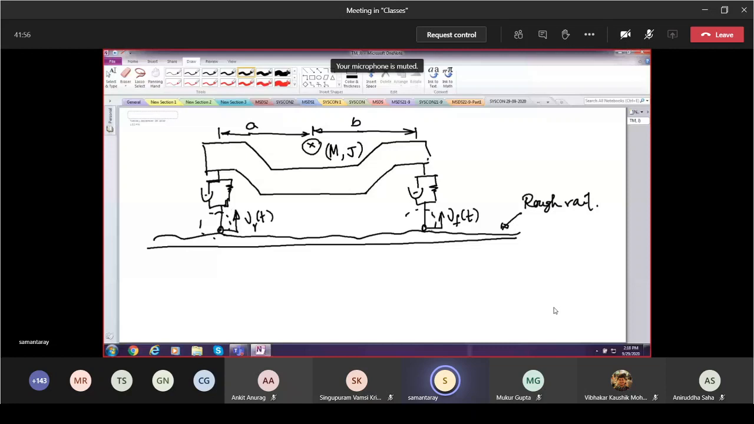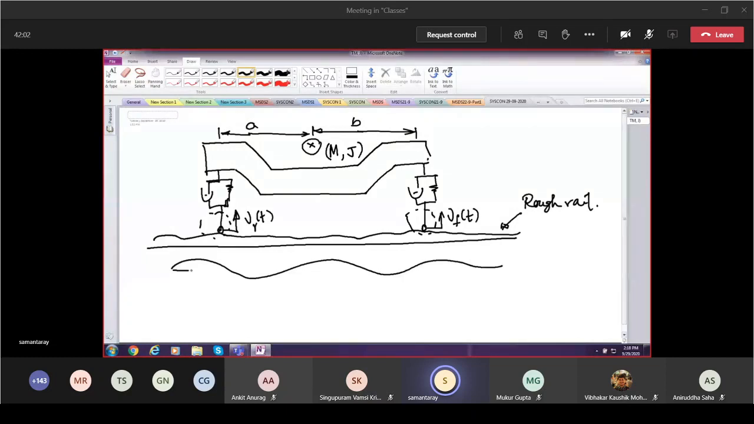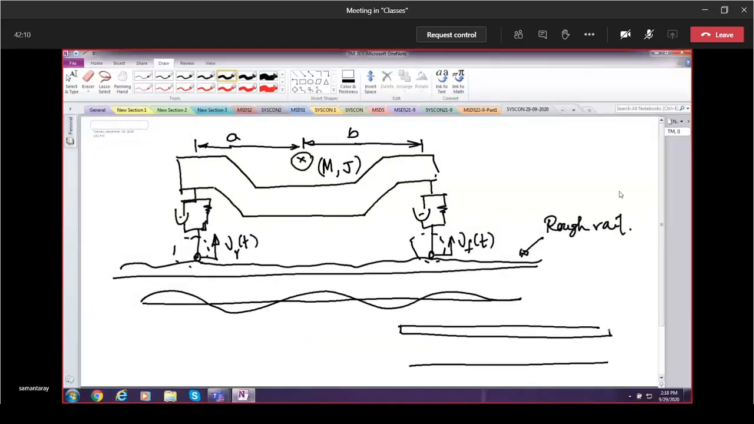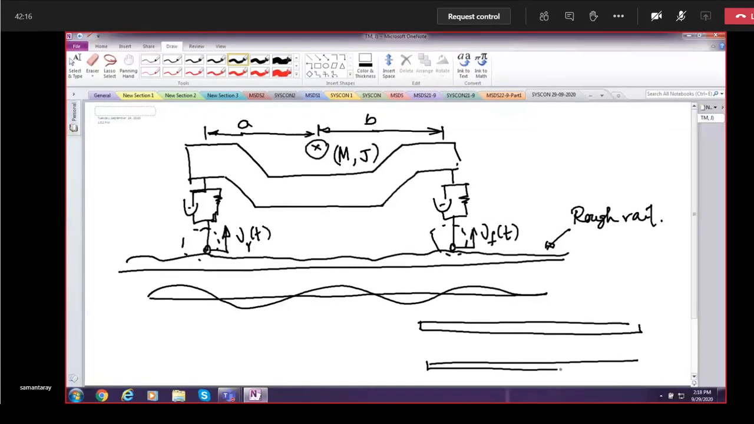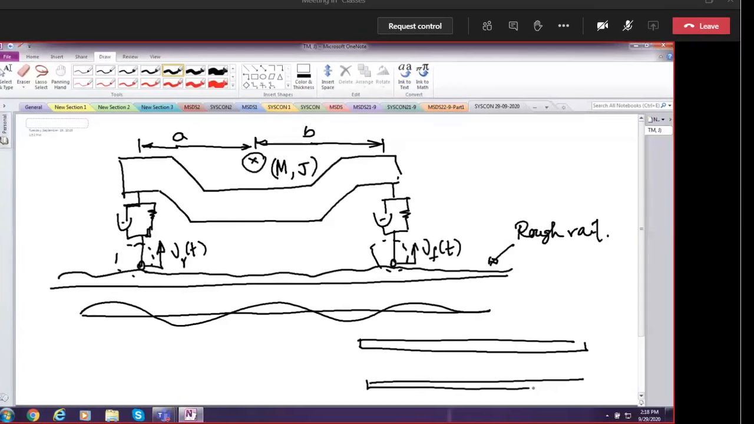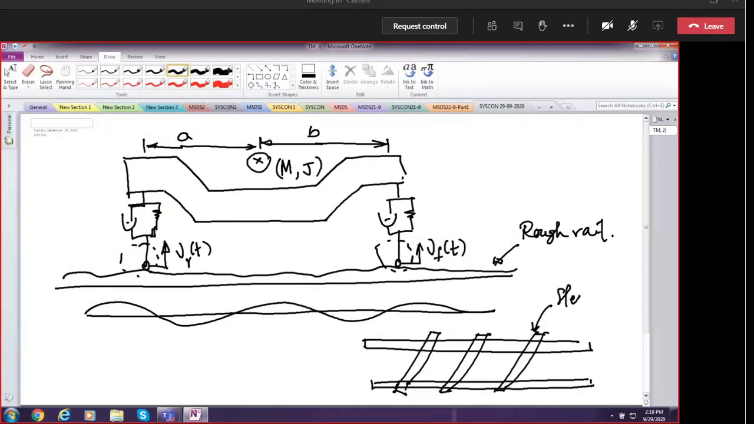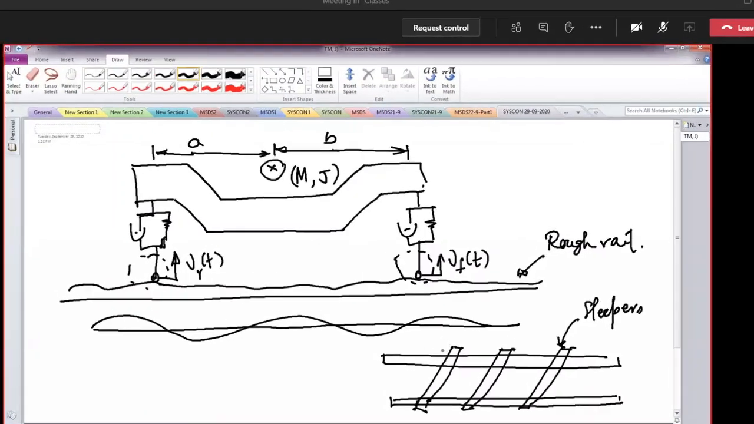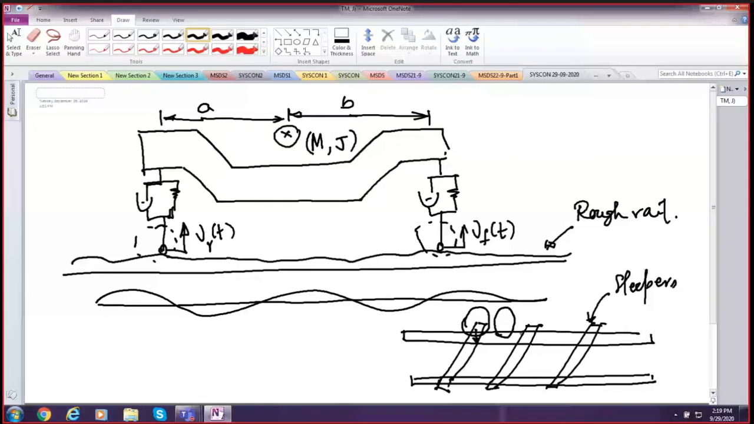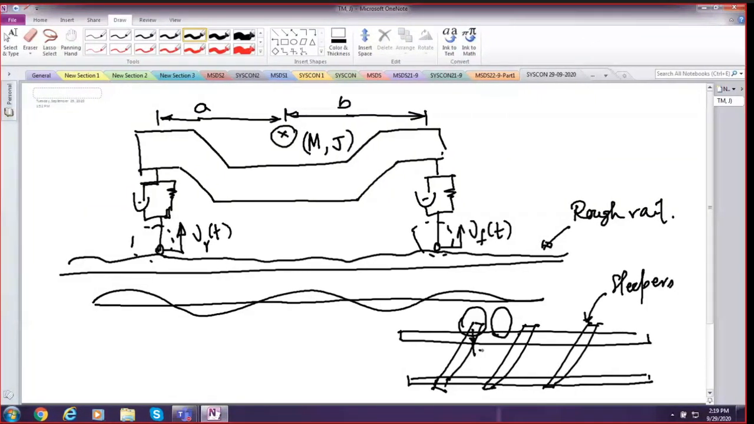This kind of thing also appears in railways, because you know these rails. This is a rail, this is a rail, two rails. These rails are kept on sleepers. So when the wheel comes here, it doesn't deflect much. But when the wheel comes here, this part is basically a beam.